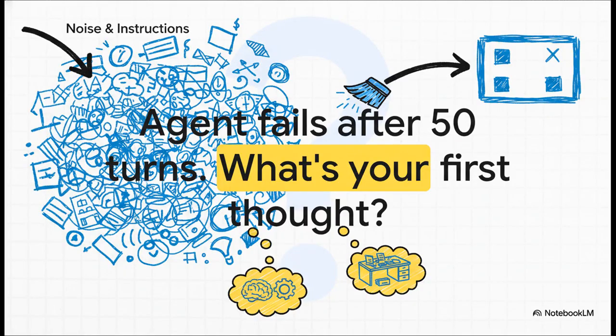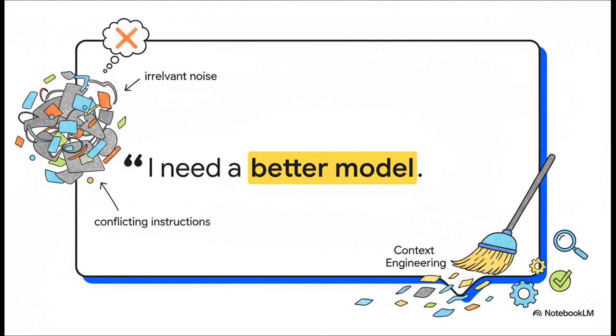So, when that failure happens, when it all goes sideways, what's your first instinct? What's the first thing that pops into your head? I'm gonna bet it's not about the agent's workspace. Your mind probably jumps to one specific culprit. Yup, I bet it's this. The model's not smart enough. I've got to upgrade. I need a bigger, better, more expensive model. It's the go-to solution for almost everyone.